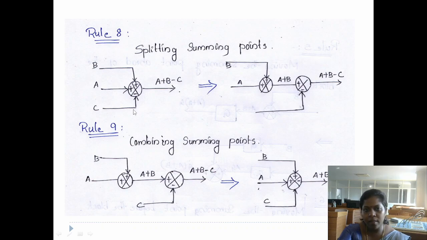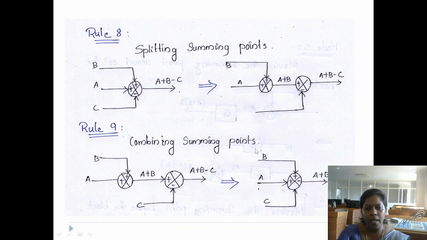Here we are adding 3 signals, A, B and C. So the output is A plus B minus C. We have to check the sign. For signal C, the sign is minus. So by adding these 3 signals, we will get the output A plus B minus C. By splitting the summing point also, we have to get the same output, A plus B minus C. This is the way we split the summing point.